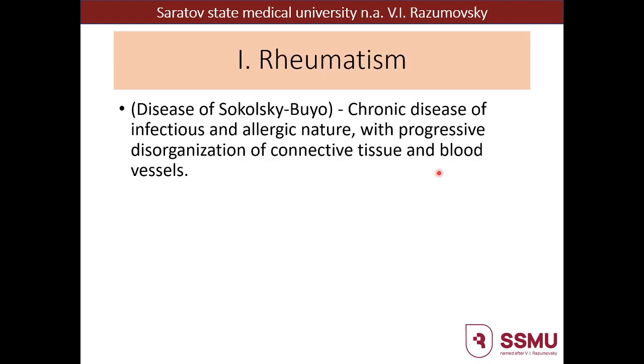So let's discuss rheumatism. Rheumatism, or Sokolsky-Bouillaud disease, is a chronic disease of infectious and allergic nature with progressive disorganization of connective tissue and blood vessels. You should understand that there are a lot of different forms of rheumatism, but all of them, first of all, are associated with damage of the heart and blood vessels.